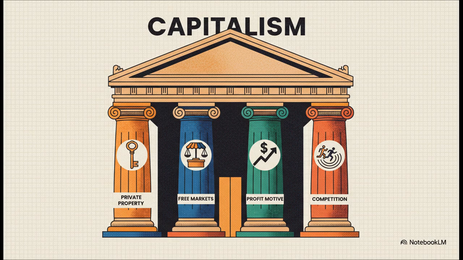Prices get set by buyers and sellers talking to each other, not by some central planner. Third, you've got the profit motive. Look, the desire to make money is what gets people to take big risks and start businesses in the first place. And finally, competition. That constant battle between businesses for your money.